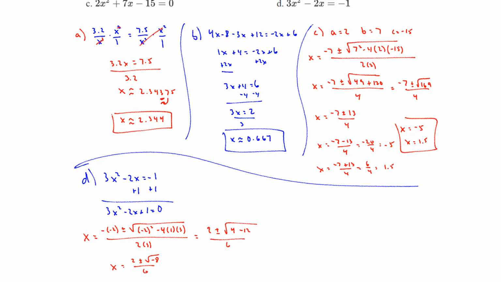And hopefully this right here sticks out a little bit. You can't take the square root of negative 8 because there's no real number that when you multiply by itself you get negative 8. So therefore on D there are no values of x, no real values of x that make this true, so there are no real solutions.